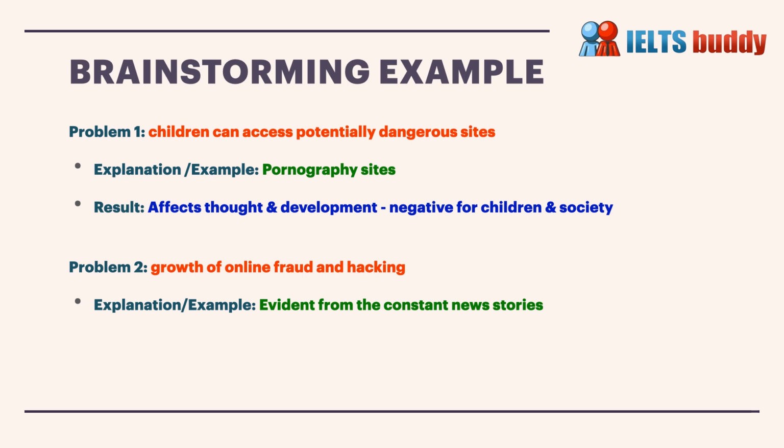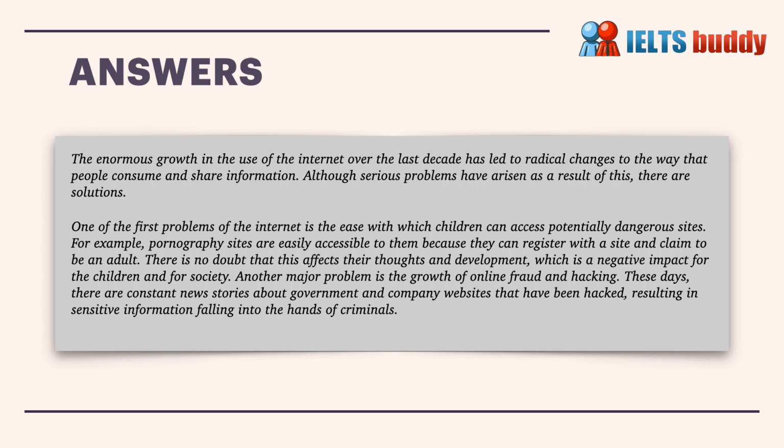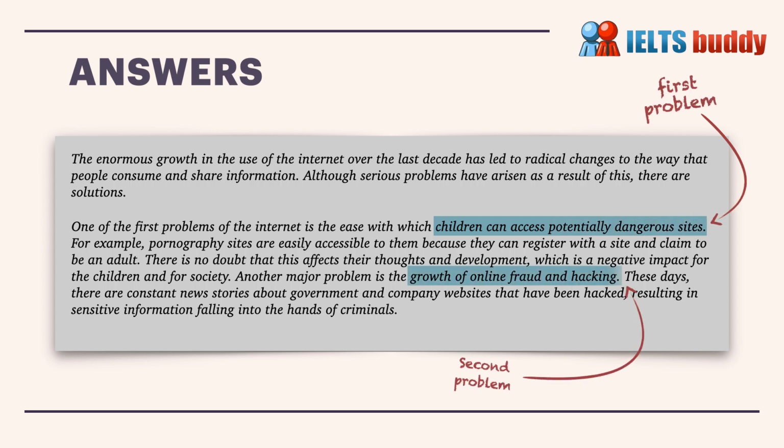And just explain this further. This is evident from the constant news stories showing that this is going on. And the result of this is criminals get sensitive information. So let's look a bit more again at this paragraph and see how these are placed into the paragraph. You can see you've got your first problem, children can access potentially dangerous sites, and the second problem, the growth of online fraud and hacking.